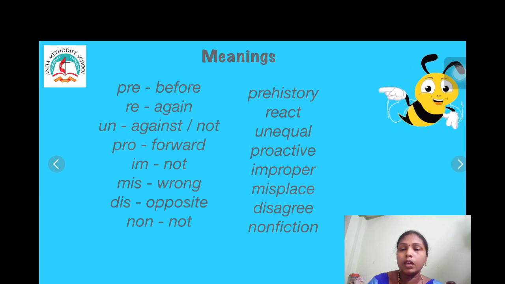Next one is unequal. Again un is the prefix. Proactive. Pro is a prefix. Improper. Im is a prefix. Misplace. Mis is a prefix. Disagree. Dis is a prefix. Non-fiction. Non is a prefix. So again I repeat the meanings. Pre means before. Re, again. Un, against. Pro, forward. Im, not. Miss, wrong. Dis, opposite. Non means not.